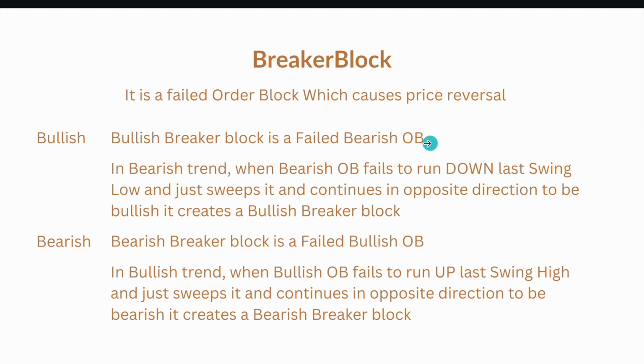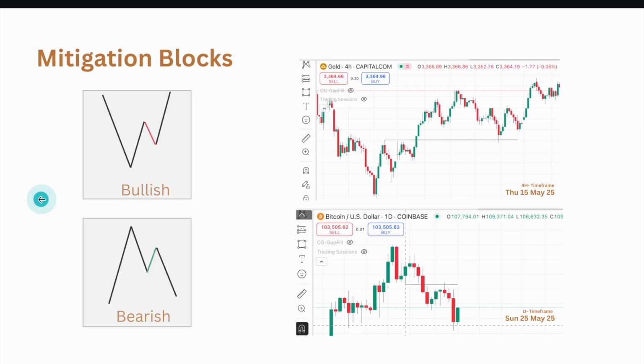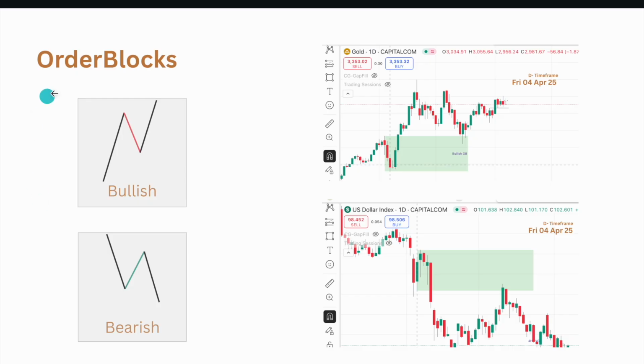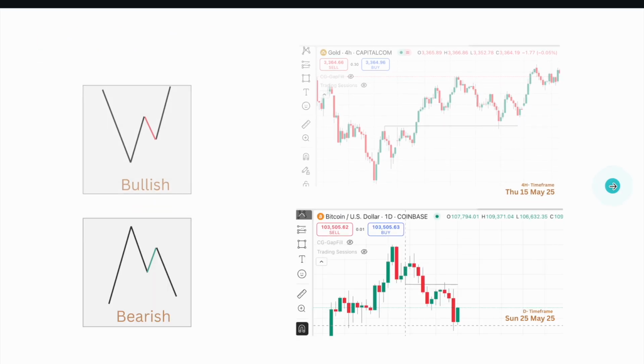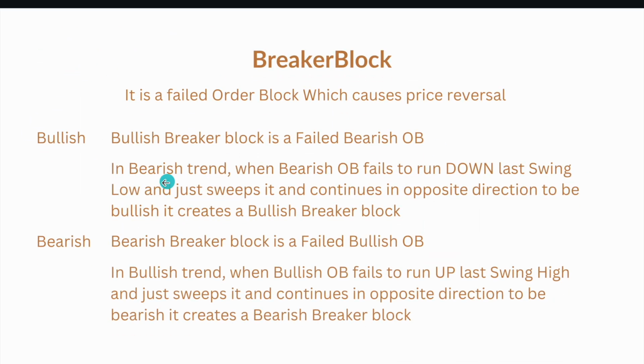So what is a bearish order block? Like we can see, this is a bearish order block. When this bearish order block fails, it gives rise to a bullish breaker block, right? In a bearish trend, when the bearish order block fails to run down the last swing low and just sweeps it and continues in the opposite direction to be bullish, it creates a bullish breaker block.